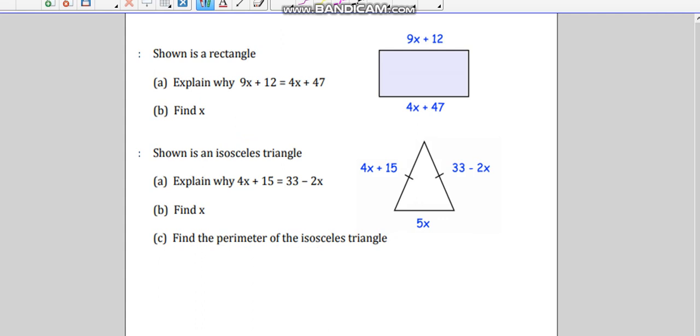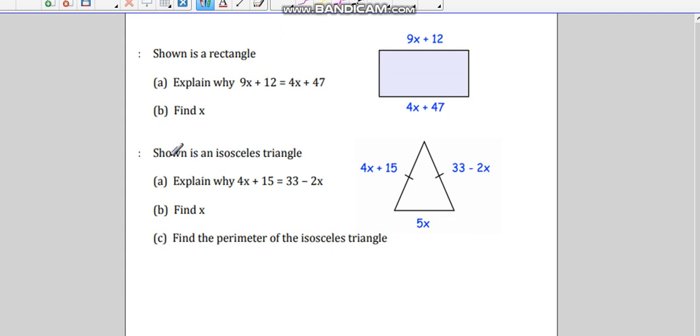Okay, here's another set of questions. So the first question says, this is a rectangle here, okay? Explain why 9x plus 12 equals 4x plus 47. And then it asks you to find x.